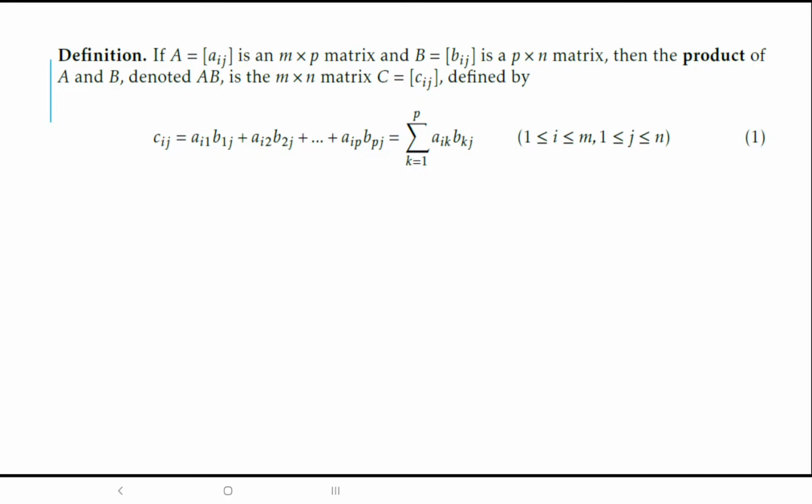So we have the following. C sub ij is just equal to A sub i1 times B sub 1j. Itong C sub ij na to ay yung ating ith row sa jth column. Okay, so yung element natin na nasa ith row and then nasa jth column, equal lang siya sa ai1 times b1j plus ai2 times b2j plus etc. Okay, and then we'll simplify lang natin siya using this summation notation.